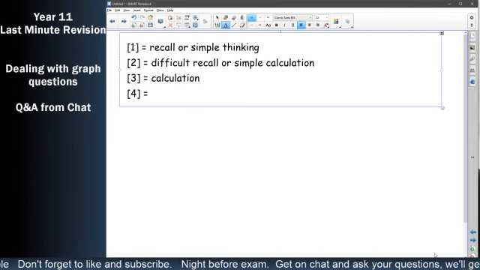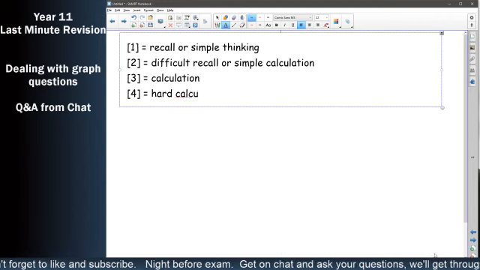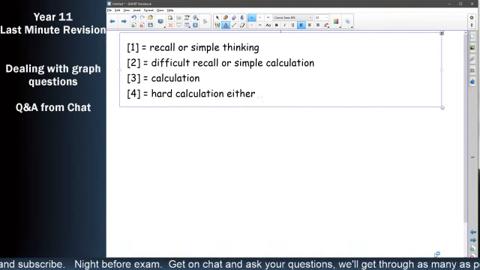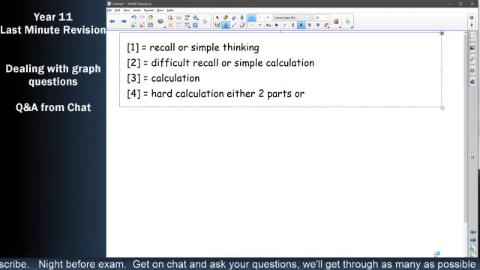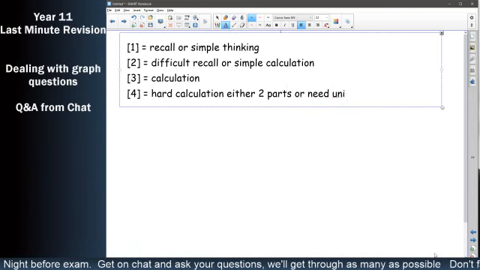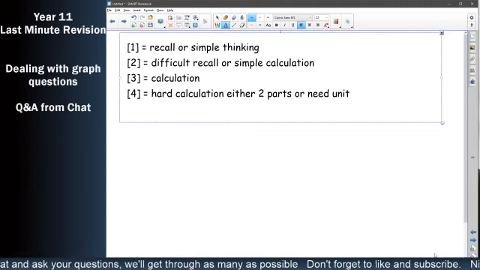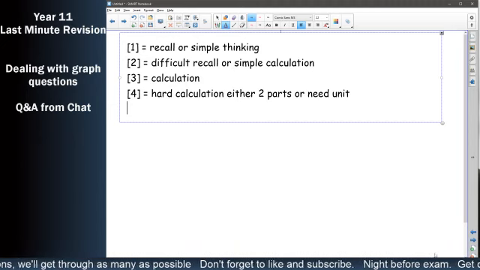4 marks, hard calculation. With one of 2 possibilities, either you have 2 parts to the calculation or you need a unit. That is where you get your 4th mark. So you might get something like pressure. Pressure equals force divided by area, and give the unit at the end. So you have to get your force in newtons, your area might be in millimeters squared. You do the calculation, get like 48, and then understand that your unit is going to be newtons per millimeter squared. And then you get your 4th mark for that.